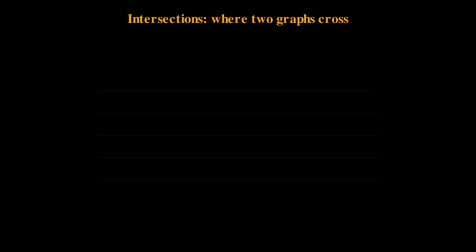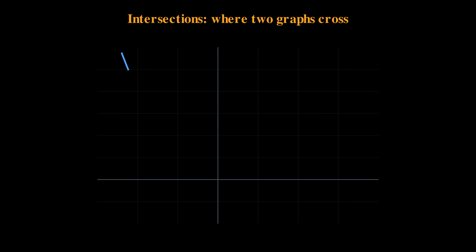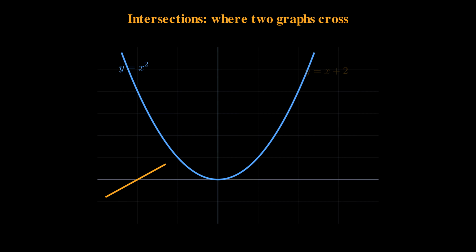One last feature bridges both subtopics, where two graphs cross. Draw a parabola, y equals x squared, and a straight line, y equals x plus 2. The points where they meet are the intersections, the solutions of the two equations at once. Here they cross in two places, one dot up here, one down there. Your calculator finds these in seconds with its intersect tool, and we will do exactly that by hand and on the GDC a little later.